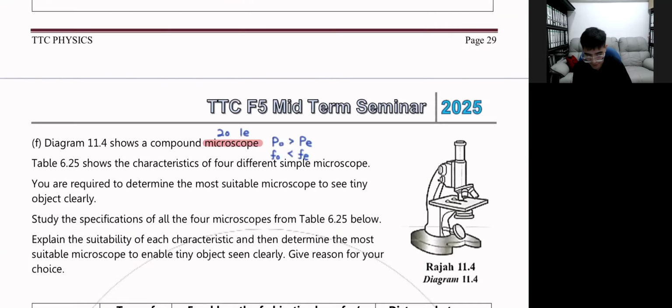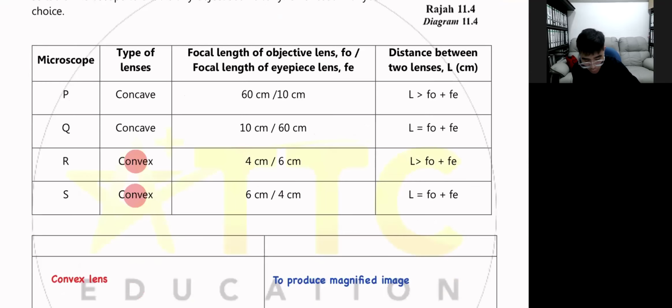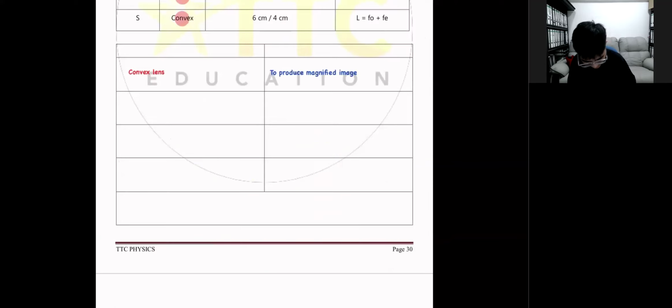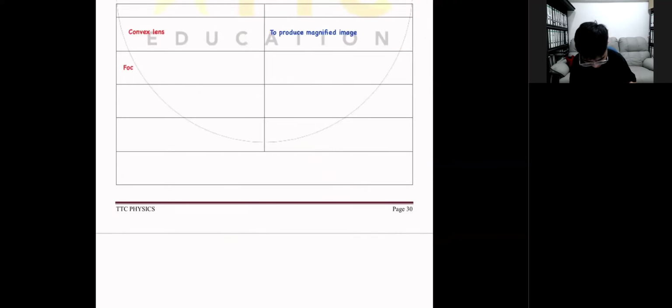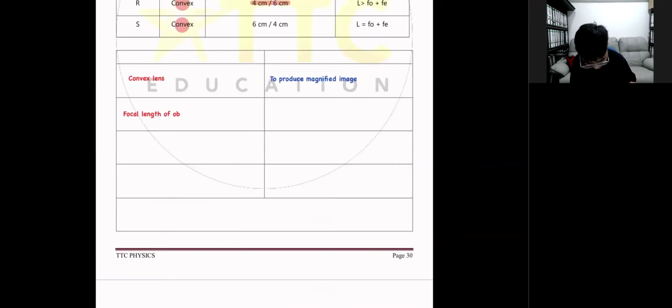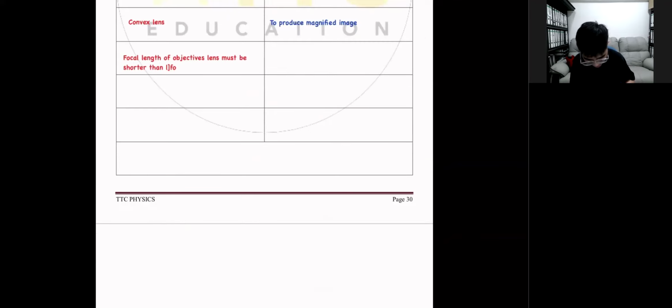Okay, so now the question is asking you to compare FO and FE. Like I said, FO must be smaller than FE. So you have two choices here, either 10:60 or 4:6. But like I said, if you can, don't write any value. Just write which one you want to be bigger. So the focal length of the objective lens must be shorter than the focal length of the eyepiece.